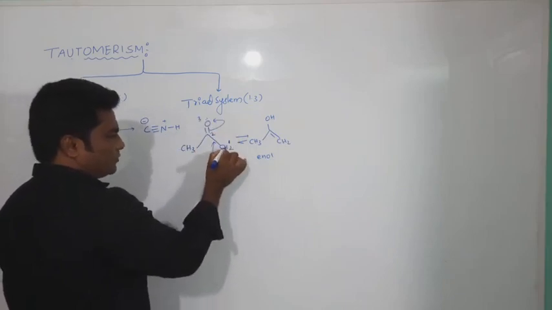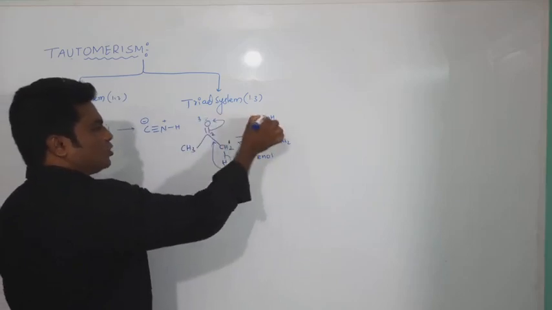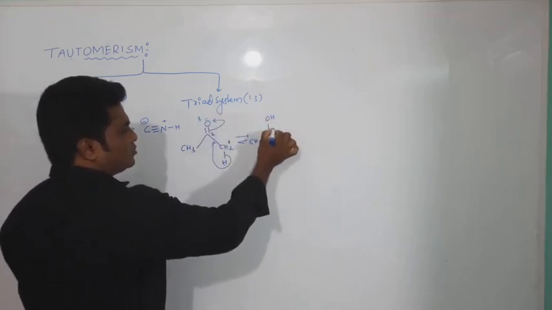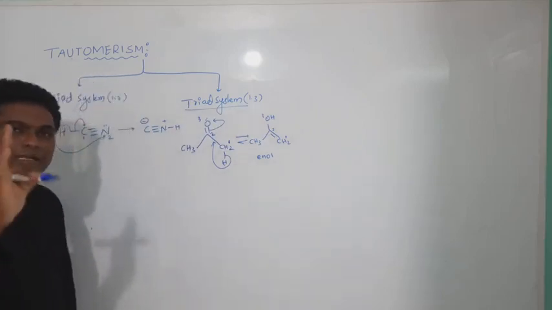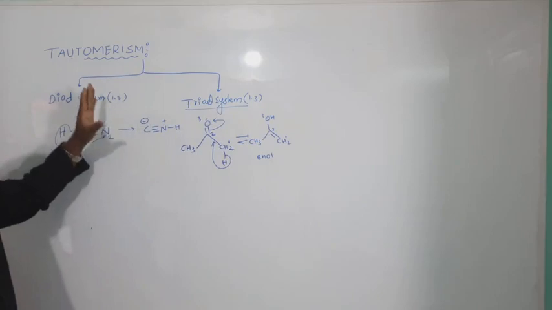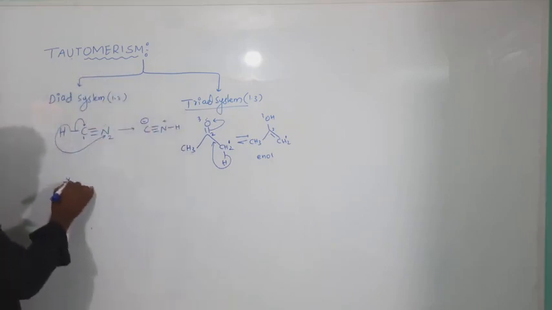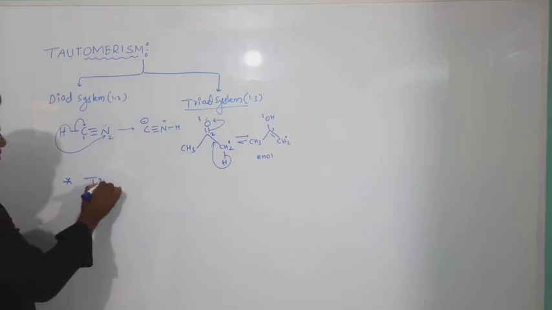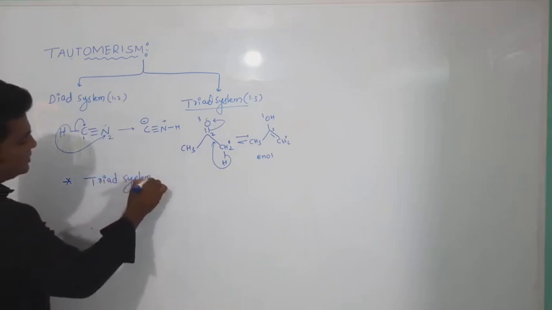And the change of position of hydrogen from 1 to 3: from the carbon atom, this hydrogen migrates to the oxygen atom. So this is 1, 2, 3, and this is called the triad system. So we have different types of triad system. This is very, very important. Now we will discuss the triad system tautomerism.